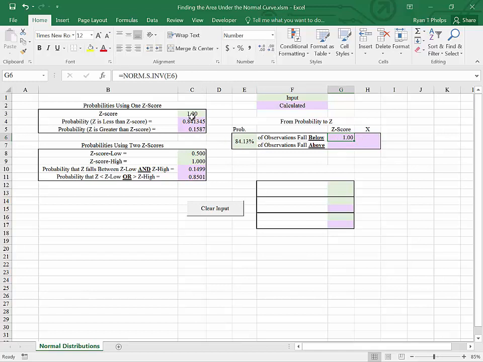So we have learned to go from a z-score to the probability both to the left of that z-score and to the right of that z-score. We have learned to work with two z-scores in order to find the probability between and outside of that interval. And now we have learned to go from a probability back to a z-score.